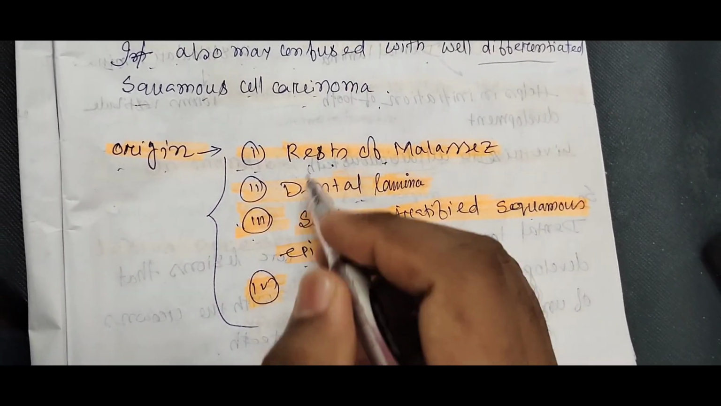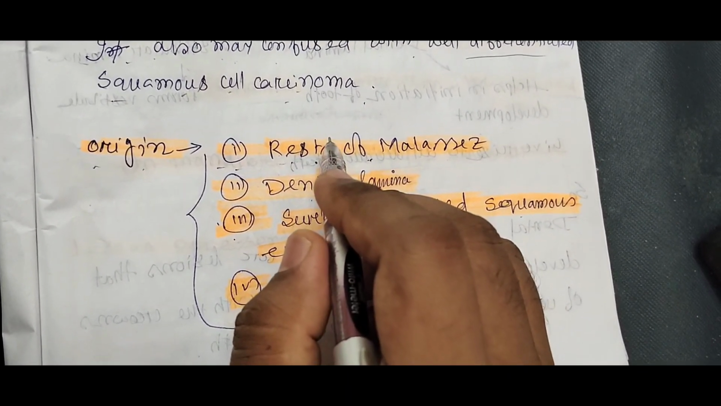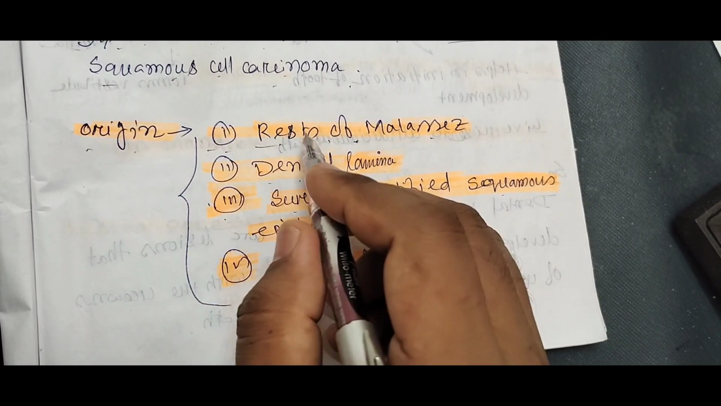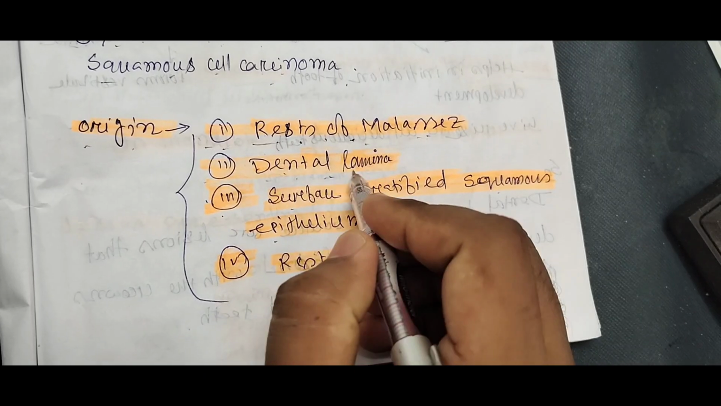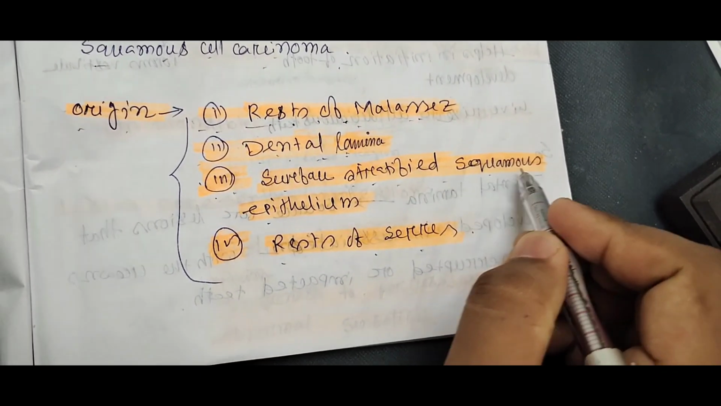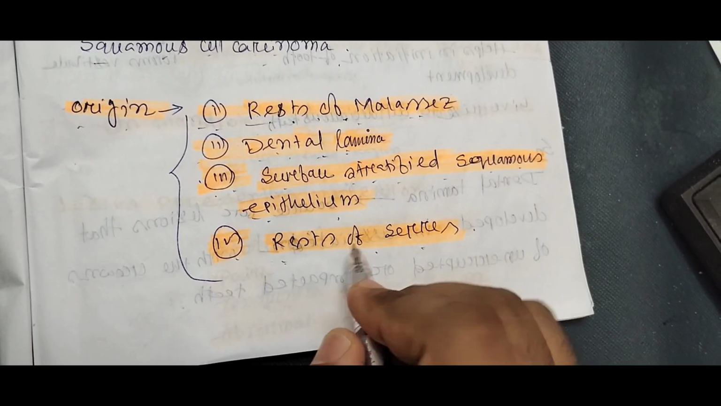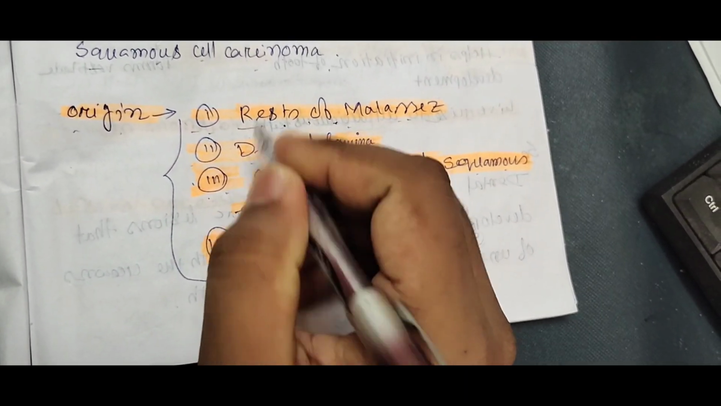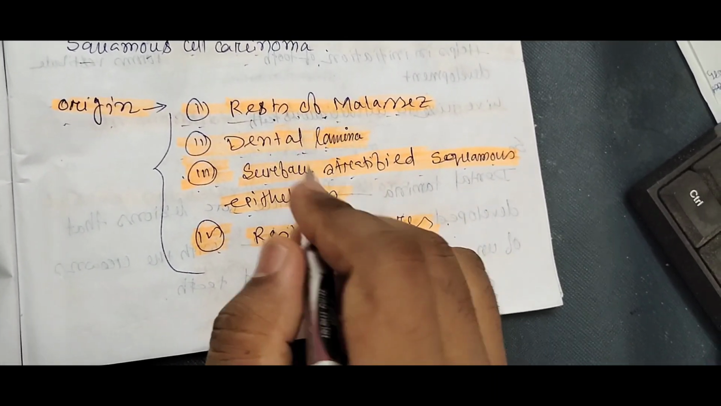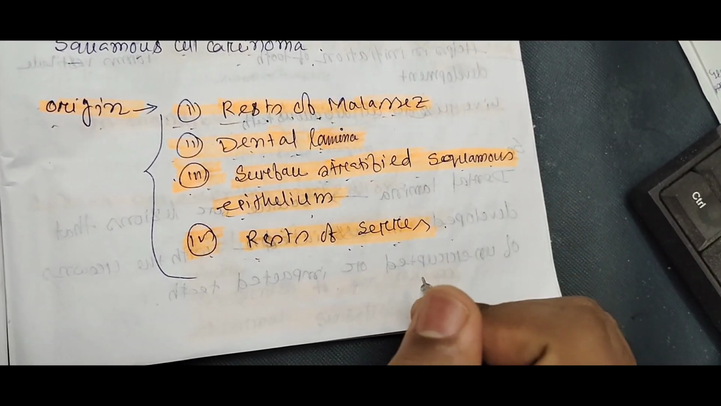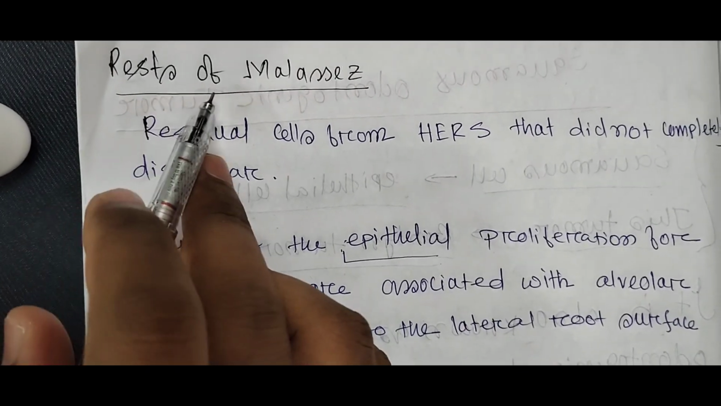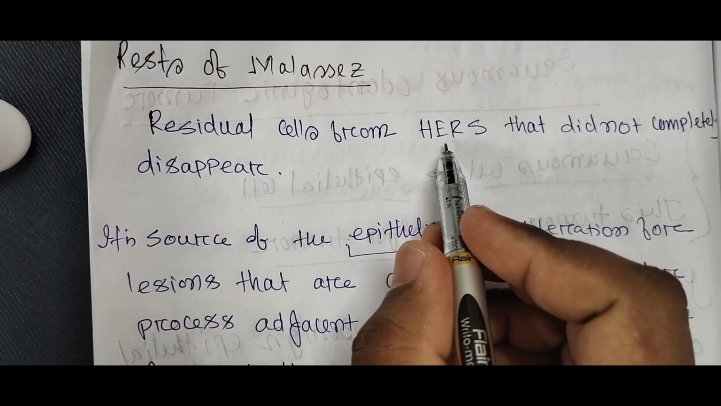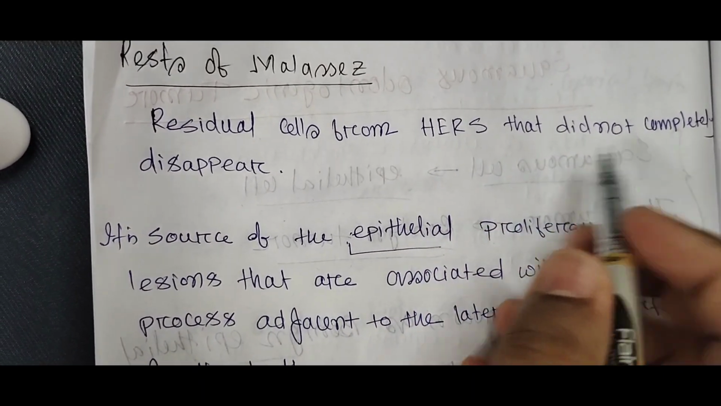There are four origins of the squamous odontogenic tumor. One, rests of Malassez; second, dental lamina; third, surface stratified squamous epithelium; fourth, rests of Serres. We will discuss these four origins one by one. What are rests of Malassez? They are residual cells from the Hertwig epithelial root sheath that did not completely disappear.